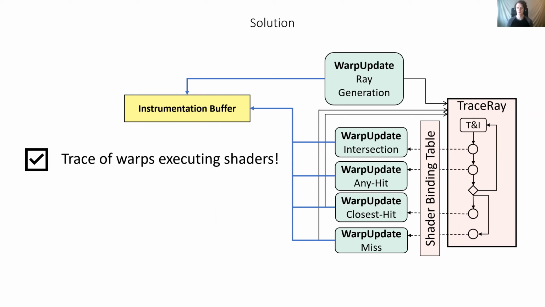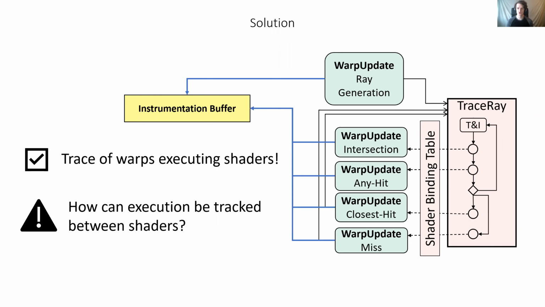So if you added warp update to every shader, then you would see that the instrumentation buffer would be populated with the execution data. So for example, if you put warp update in every basic block, you would get data from every basic block execution. So this is good. It gives you enough data to actually get a complete trace of each shader's execution, but we still don't really have a view into the trace ray call black box.